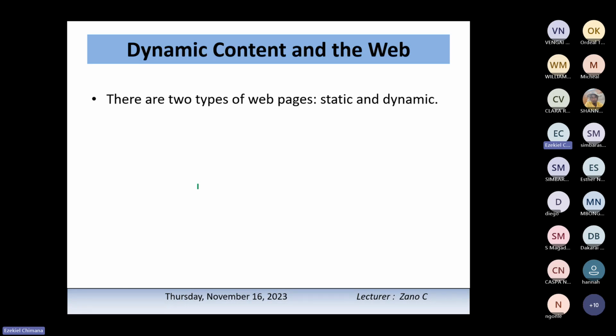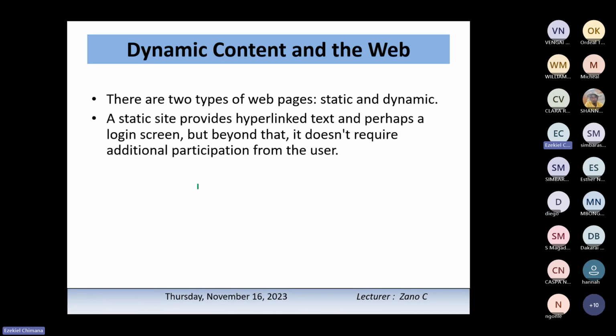It's just there to display information, maybe to advertise, or maybe to just display our contact details, but nothing more. So it's a static web page. It can't interact with the user, or the user cannot do some operations there, but only read what's there. A static site provides hyperlinked text and perhaps a login screen, but beyond that, it doesn't require additional participation from the user. So that's what we call a static web page.